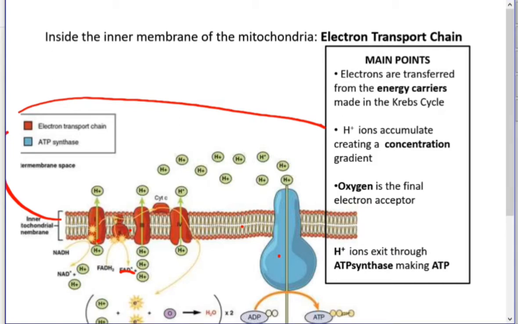Over here, start over here. This is my electron transport chain. The red proteins are my electron transport chain.